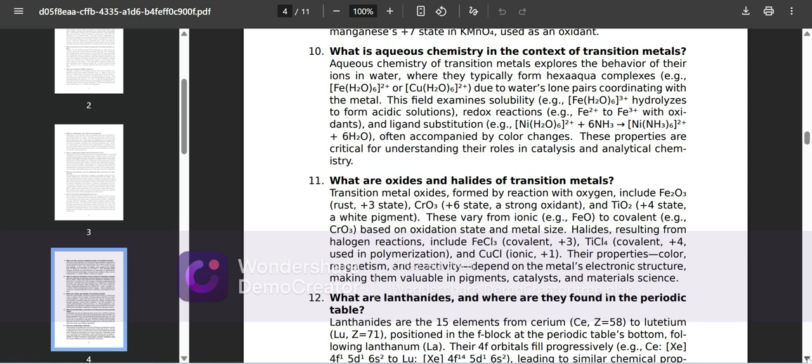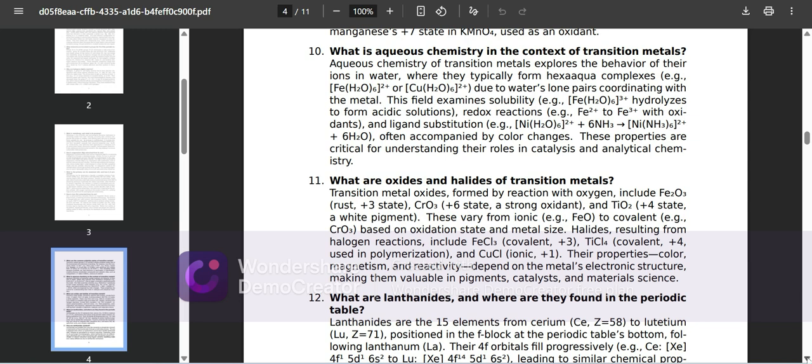What is aqueous chemistry in the context of transition metals? Aqueous chemistry of transition metals explores the behavior of their ions in water, where they typically form hexaaqua complexes, for example Fe(H2O)6 2+ or Cu(H2O)6 2+, due to water's lone pair coordinating with the metal. The field examines solubility.